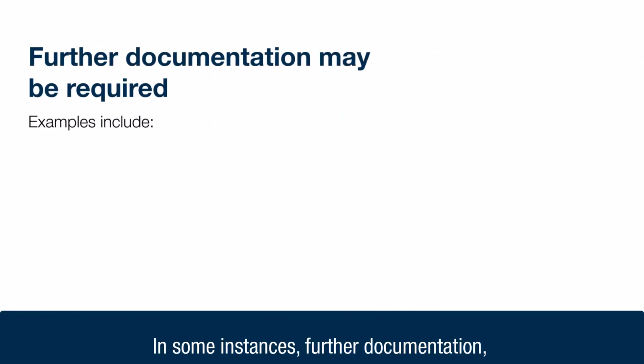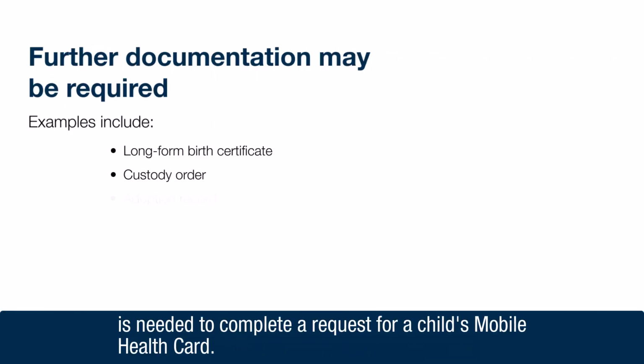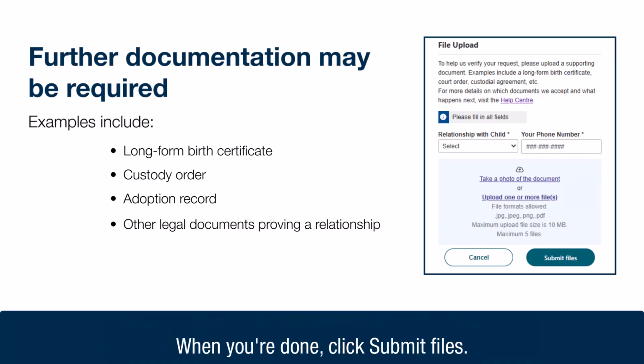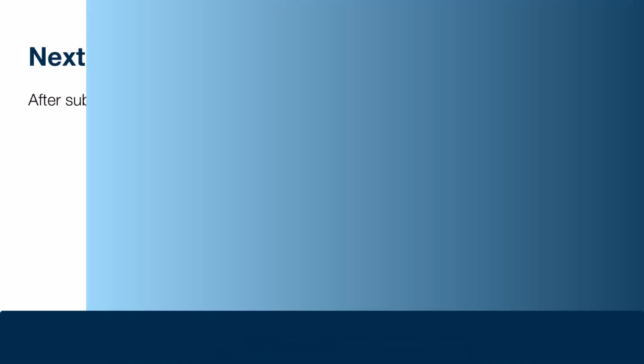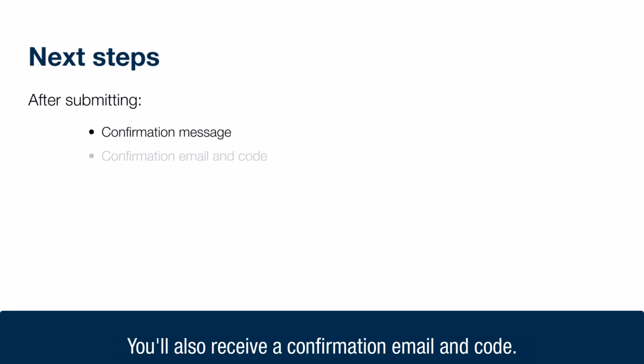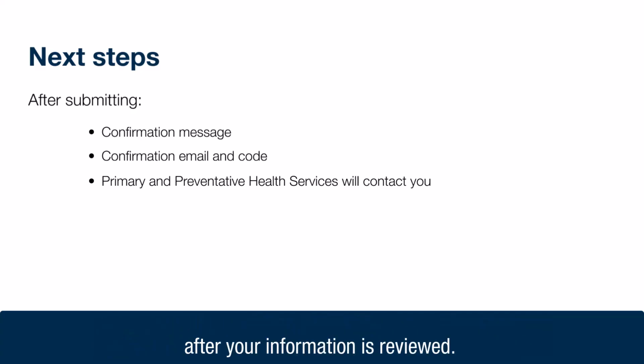In some instances, further documentation, like a birth certificate or custody order, is needed to complete a request for a child's mobile health card. You can upload up to 5 files via the upload screen to support your request. When you're done, click Submit Files. After submitting, you'll see a confirmation message. You'll also receive a confirmation email and code. Primary and Preventative Health Services will contact you with next steps after your information is reviewed.